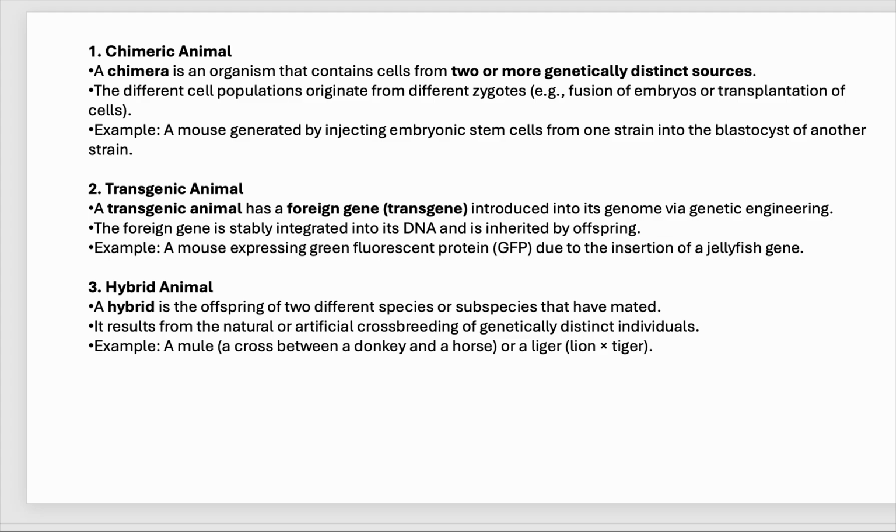Chimeric animal. A chimera is an animal that contains cells of two or more genetically distinct sources. Sources means where they come from. Different cell populations originate from two different zygotes. I'm saying two, but it can be more than that, like fusion of embryos or transplantation of cells. For example, a mouse generated by injecting embryonic stem cells from one strain into a blastocyst of another. That's basically chimeric. It has a different genetic composition due to its genetic sources.